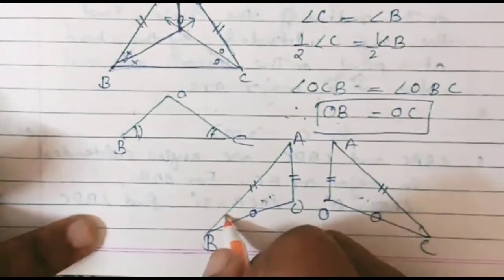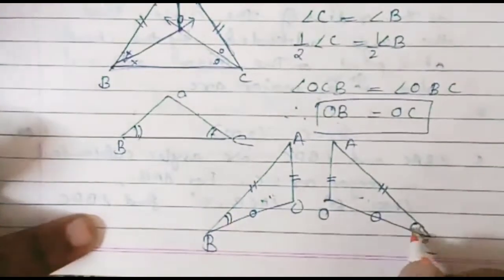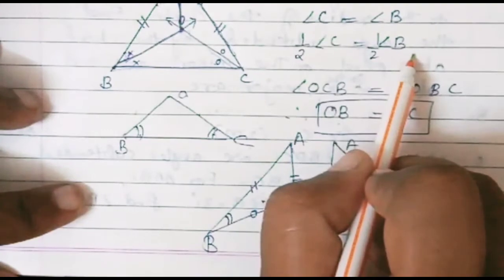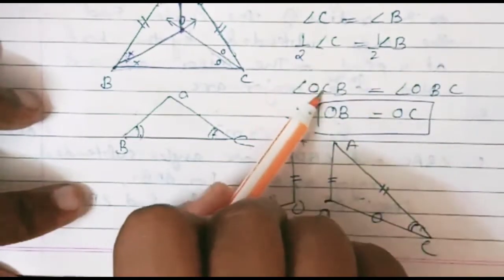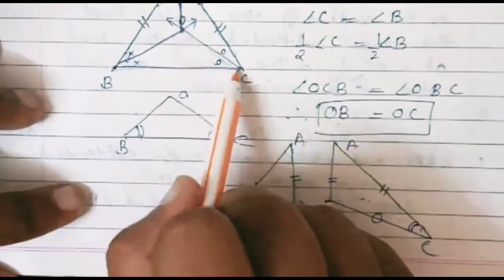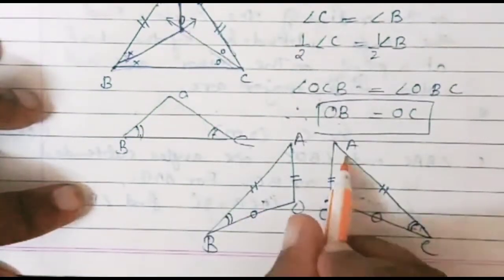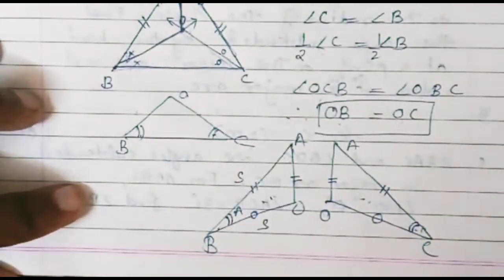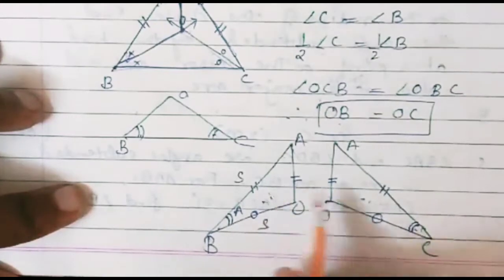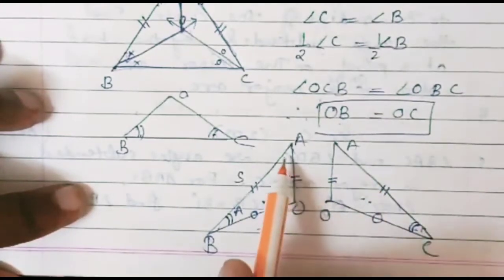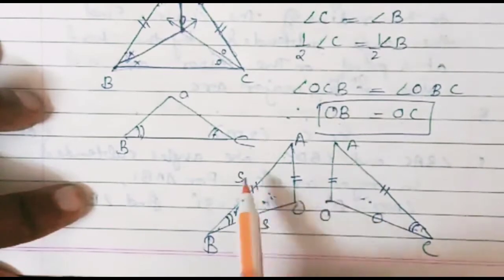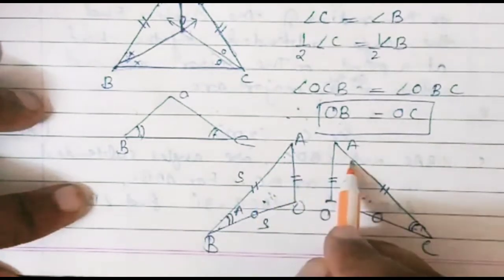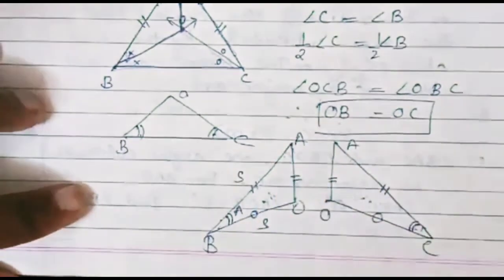So first of all, will angle OBA be equal to angle OCA? Yes. I have already told you half of angle B is equal to half of angle C. So it's not necessary that half of angle C is only OCB. It can be OCA also. And thus OCA will be equal to OBA. So we will be using SAS, that is side angle side rule. And so by SAS, these two triangles will be congruent. And again by CPCT, angle OAB will be equal to angle OAC. And if these two angles are equal, thus it is proved that AO is bisecting angle A.